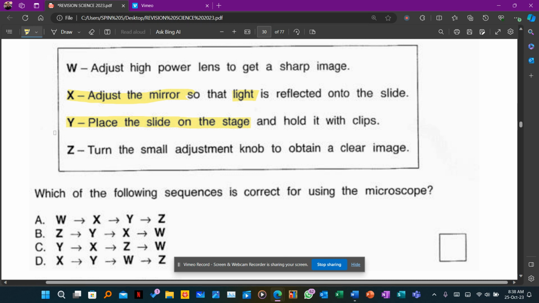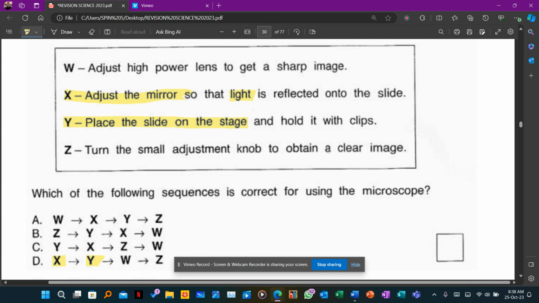Okay, yeah, it's correct. So X, then you place slide, and after that, you turn the high power lens, small knob. Okay, this is a bit tricky. So high power lens to get a sharp image, and turn small adjustment knob to obtain a clear image. That is actually very confusing. So the next one should be use the large knob. Use large knob first.